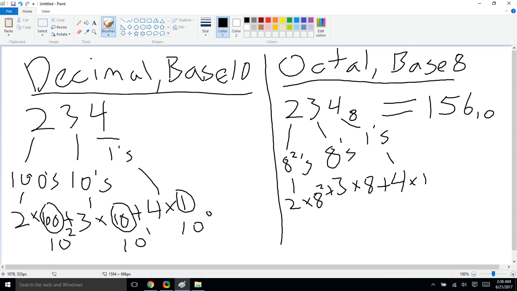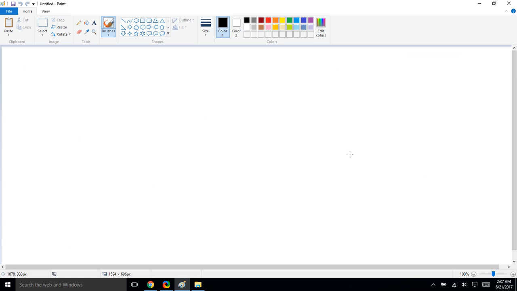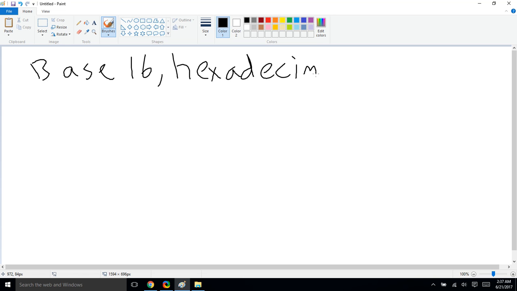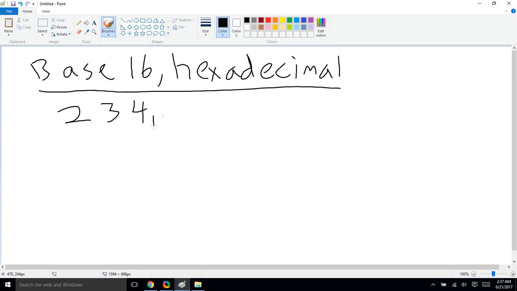Okay, what if we had base 16 instead of base 8? So let's say that now we have base 16, which is also called hexadecimal. So we have 234. If we're taking that to be a base 16 number, now we want to do everything with 16s instead of 8s or 10s. This one here is the 1's digit. It's always the 1's digit. And then the next one is always whatever base we're talking about. So that would be the 16's digit.